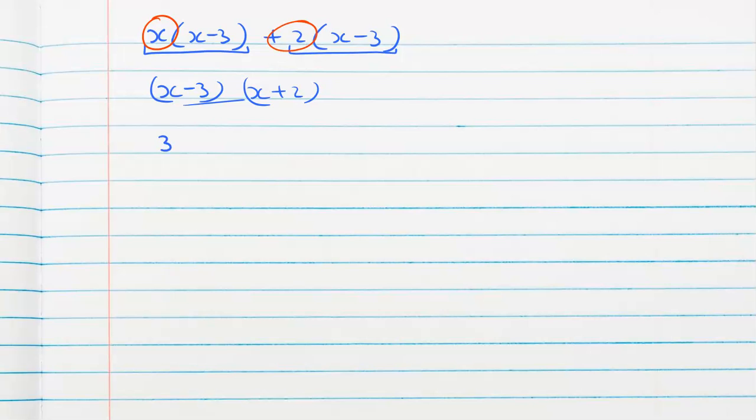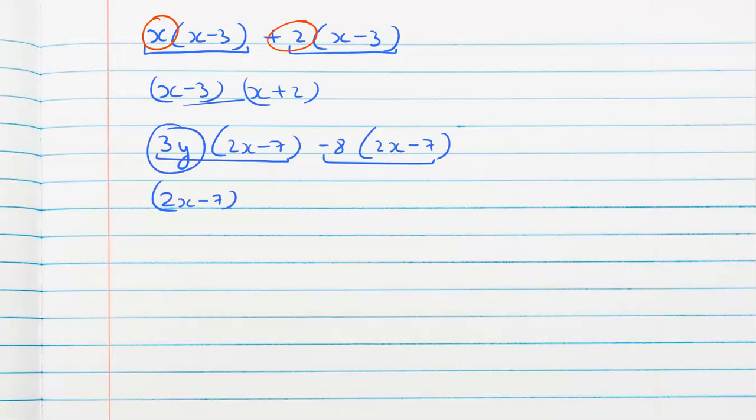We have 3y times (2x minus 7) minus 8 times (2x minus 7). So again, this is our first term and this is our second term. As you can clearly see, 2x minus 7 is common and the leftover term is 3y minus 8. So we multiply over here.